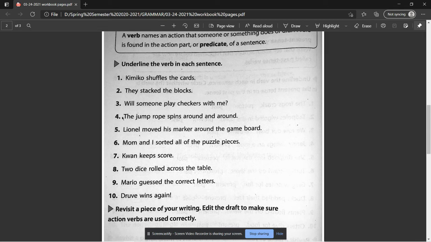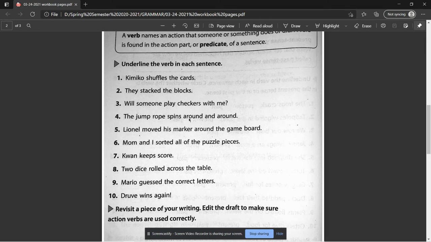What about number 4? The jump rope spins around and around. So where is my verb? Remember that a verb indicates action. So let's see. The jump rope. Do I have any action here? Nope, no action there. Spins. Is spins a verb? Does it indicate action? Yeah, it indicates action. So I would definitely underline this word, spins.